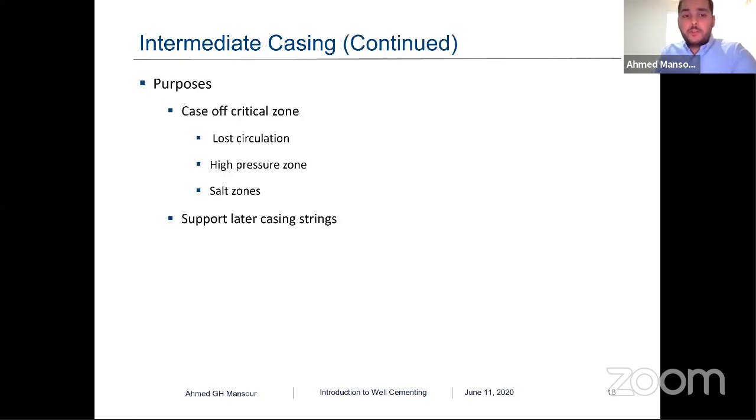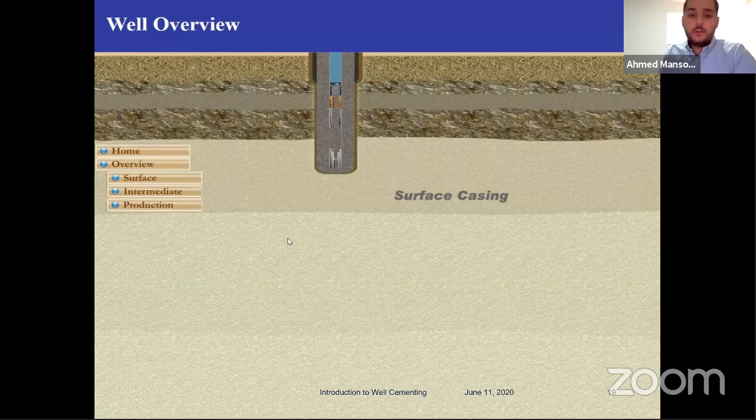Why do we cement the intermediate? For many reasons. For example, if you have a salt zone area, you need cement to prevent any corrosion of the casing in the future. If you're dealing with a high pressure zone, you would like to isolate that zone with cement. If you have a lost circulation zone, you're going to pump cement to isolate that lost circulation zone, as well as to support the later casing string, which is the production. Here it shows how we drill the intermediate.